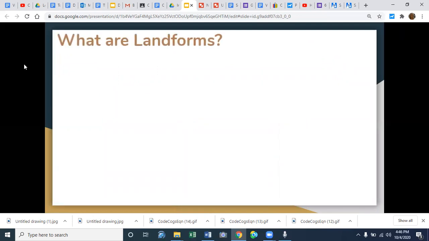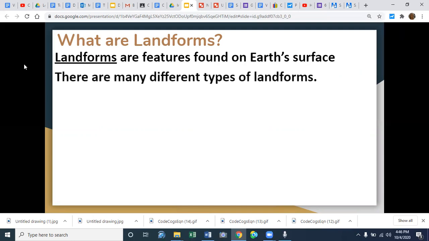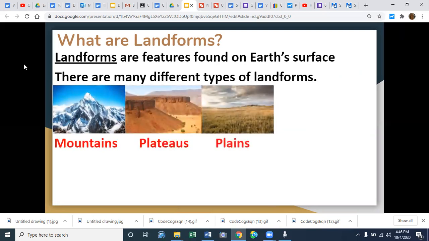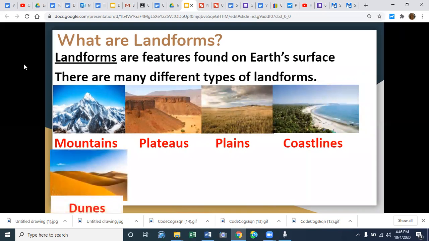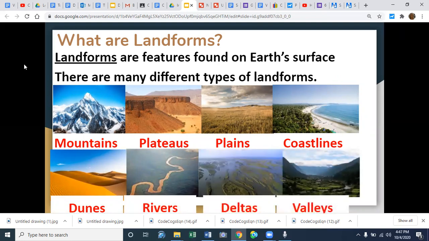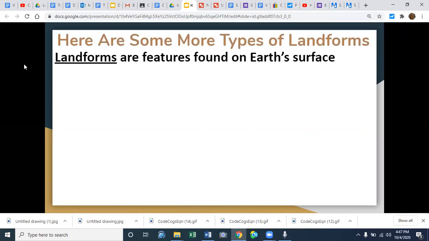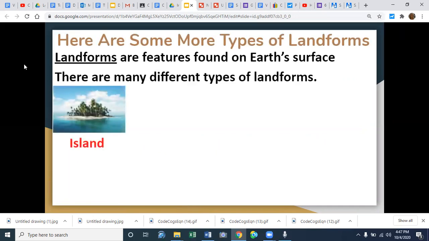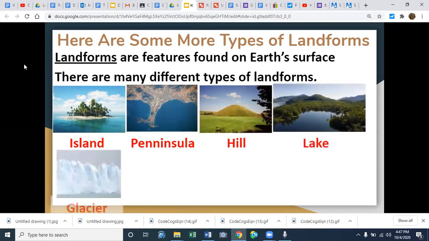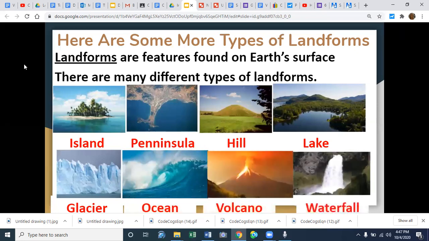What are landforms? That's the third way to describe land. So we're going to talk about landforms. They're features found on Earth's surface. Many of these you will be familiar with already. So what are the different types? Take a look. We'll be talking about each of these in a little bit more detail in a few slides from now. And some of these I'm sure you're very familiar with. Here's more. Remember, they're features on Earth's surface. Here's some more. Ooh, there's a volcano and a waterfall.